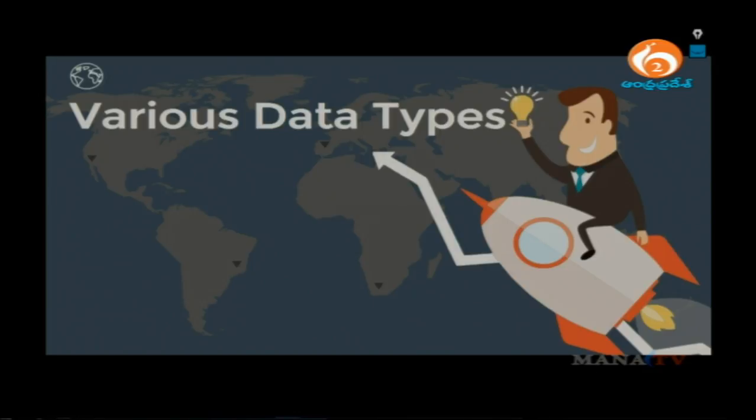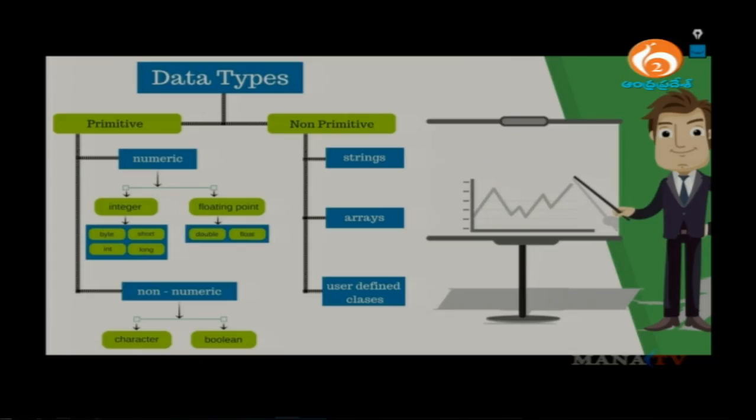So let me talk about the different data types here. Okay. So what are the data types we have right now? There are two different data types which we basically use. One is primitive data and the second is non-primitive data. The primitive data comes under numerics, and the non-primitive comes with strings, arrays, or user defined types.